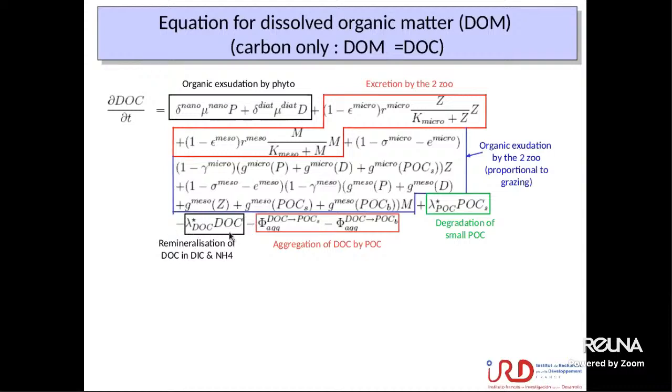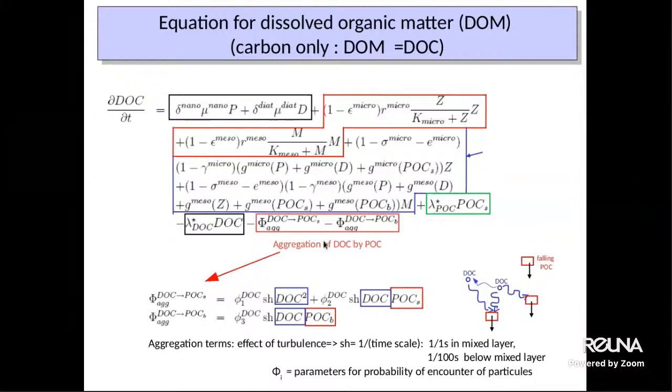Here you have a minus lambda DOC. So if you have a lot of DOC, you have a constant rate of remineralization, and it's a flux towards ammonium and dissolved organic carbon. And also you have a loss of dissolved organic carbon that goes to the particulate. So dissolved is really being fed by the particulate here by degradation, but also it can be stuck with particles, and so it can aggregate with the particulate organic carbon.